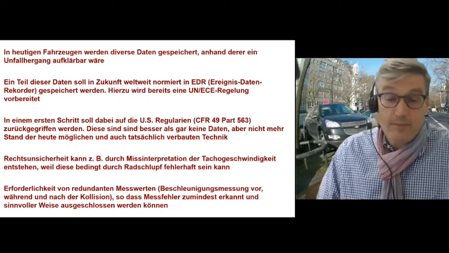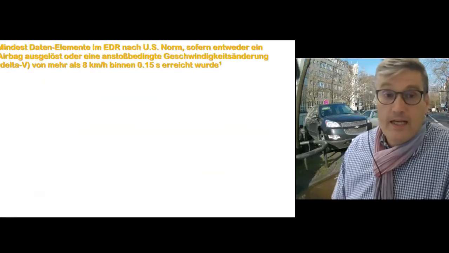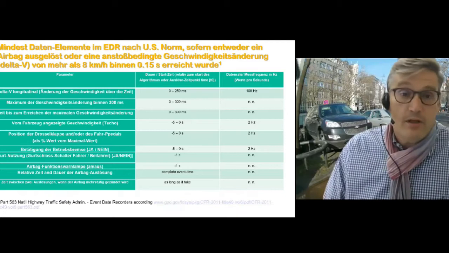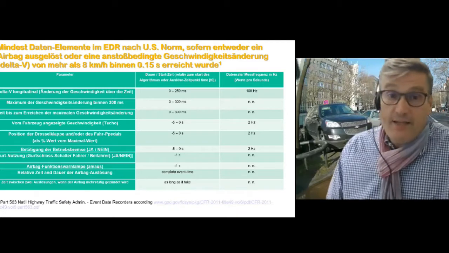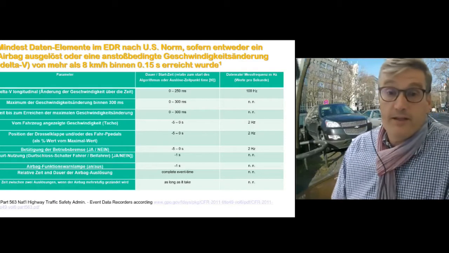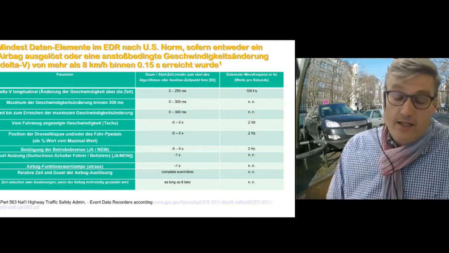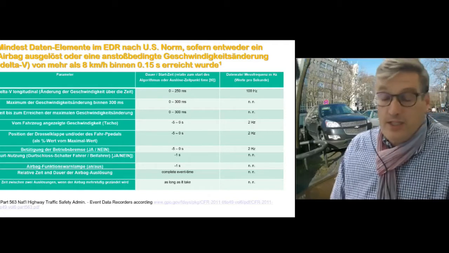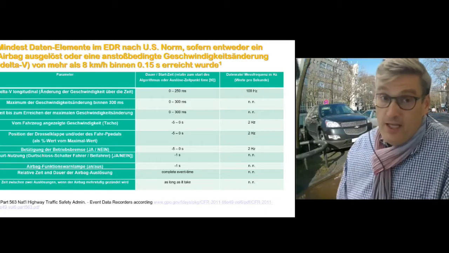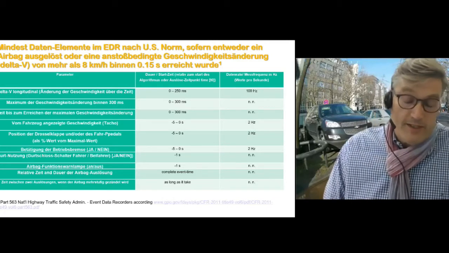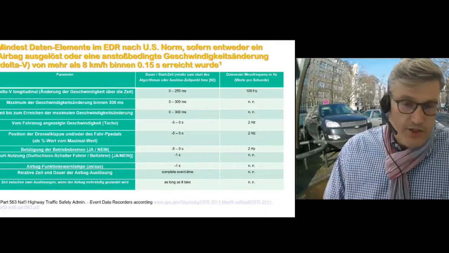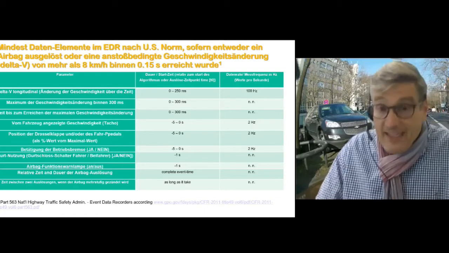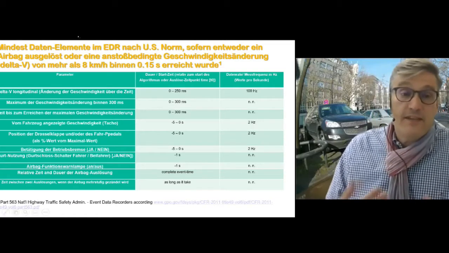So maybe next slide, please. This is a table on the minimum data elements for the US norm. And the US regulations say that the cars have to save data and the following parameters, but they don't have to save it in general. They just have to save it if they save any kind of data, you have to save this minimum parameter.